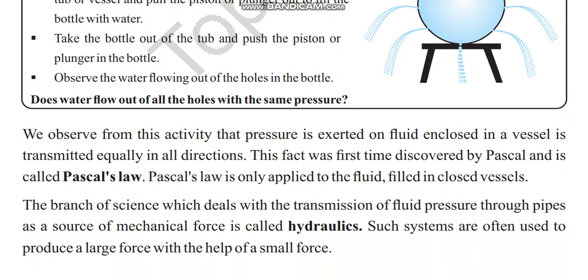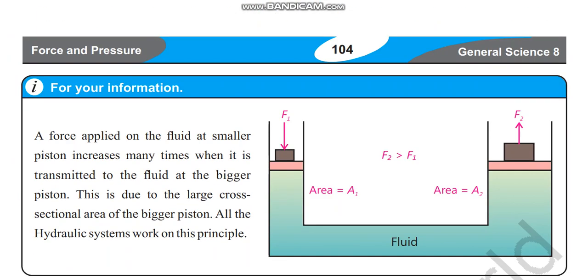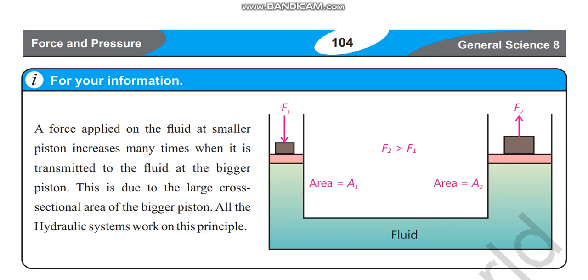The branch of science which deals with the transmission of fluid pressure through pipes or a source of mechanical force is called hydraulics. Such systems are often used to produce a large force with the help of a small force. For your information, a force applied on the fluid at the smaller piston increases many times when it is transmitted to the fluid at the bigger piston. This is due to the large cross-sectional area of the bigger piston. All hydraulic systems work on this principle.